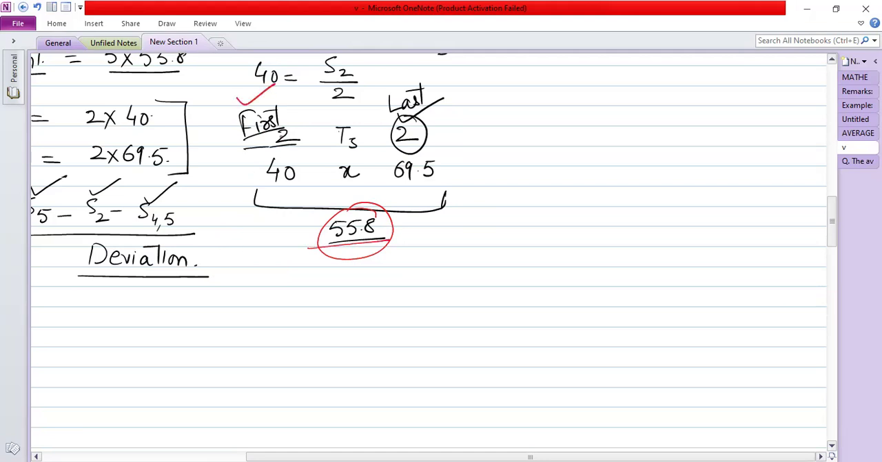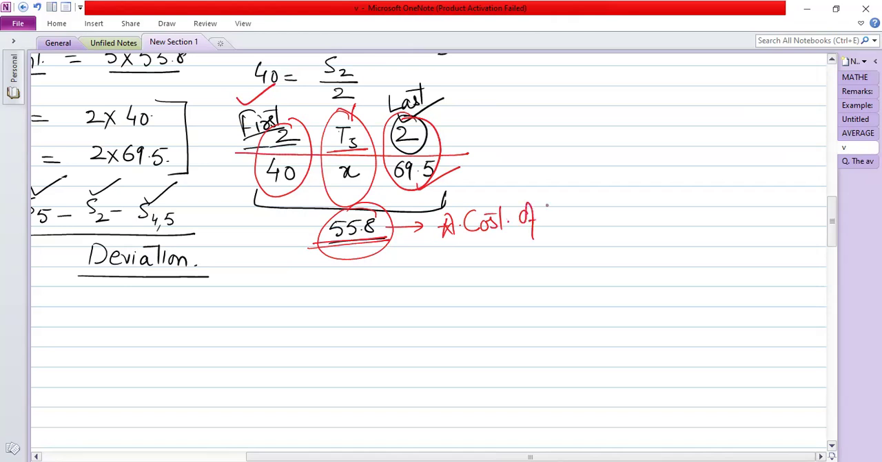The first two terms, their average is 40. The last two terms, their average is 69.5. We have to find the third term, a single term. Actually, this T3 is the single term. Now, this can be taken as a practical case. Suppose there are 5 friends going to watch a movie, and 55.8 is the average, actually the cost of a single movie ticket.